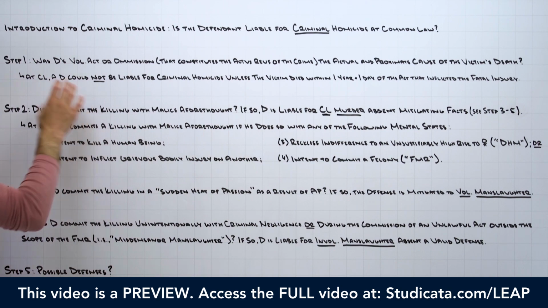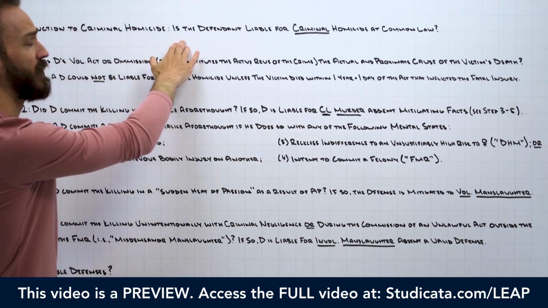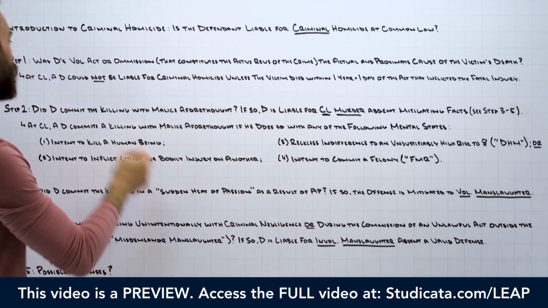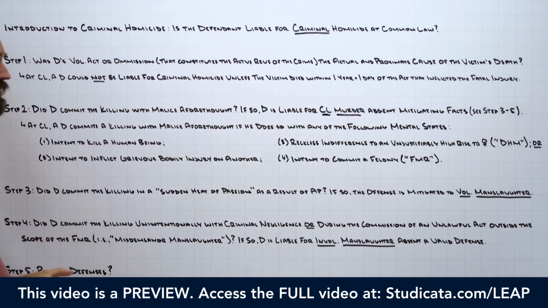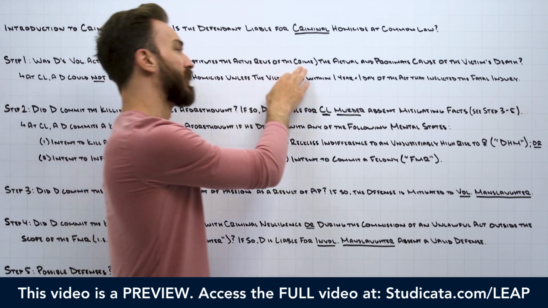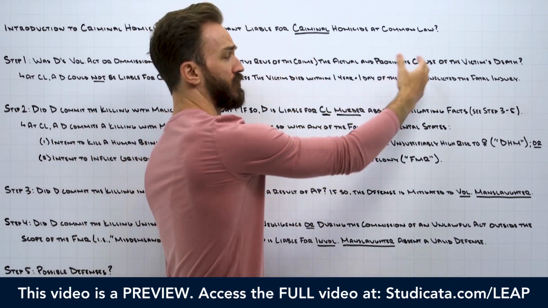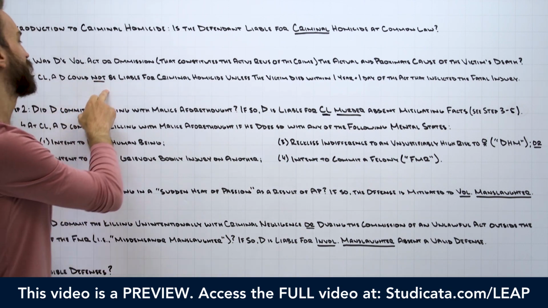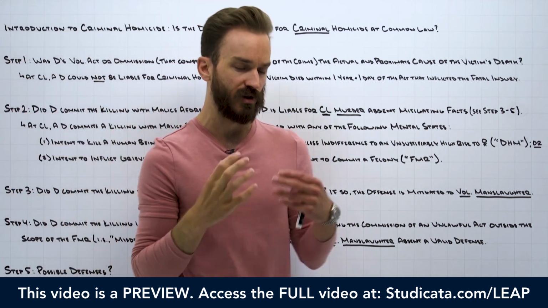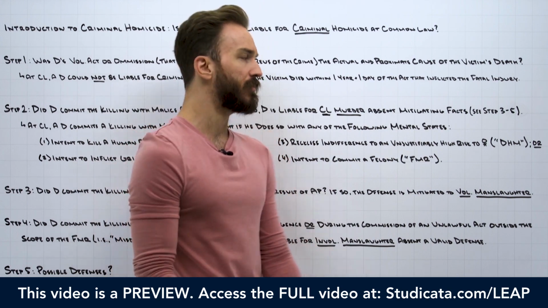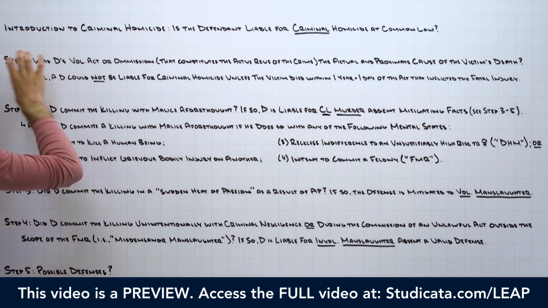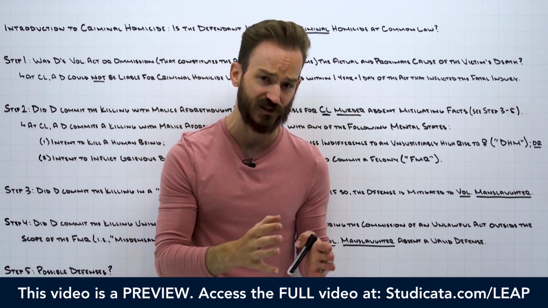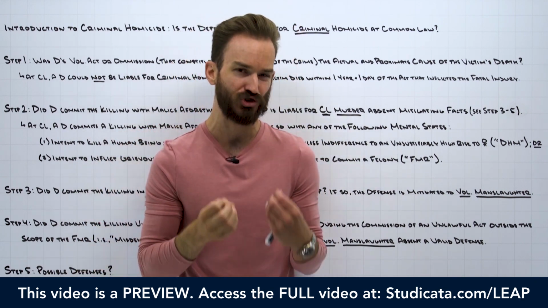Step number one, the first question we should always ask when thinking about whether the defendant is liable for criminal homicide is whether the defendant's voluntary act or omission that constitutes the actus reus of the crime was the actual and proximate cause of the victim's death. In other words, did the defendant cause the victim's death? And remember, we talked about this in a ton of detail in our last lesson, when we talked about the causation requirement as an essential element.